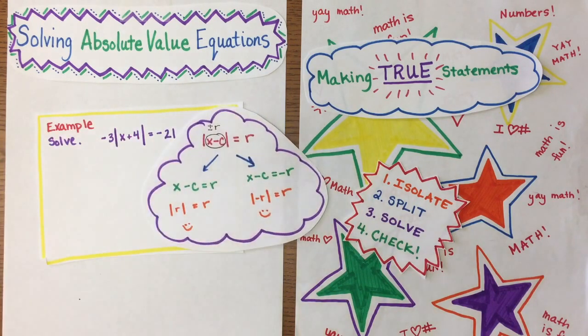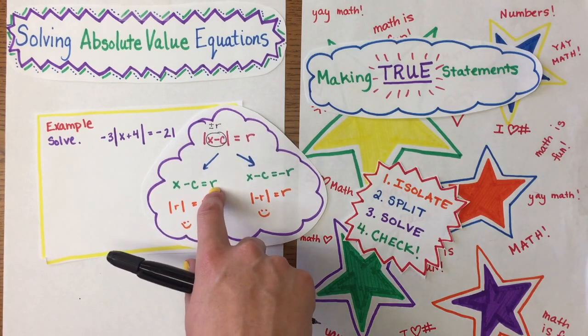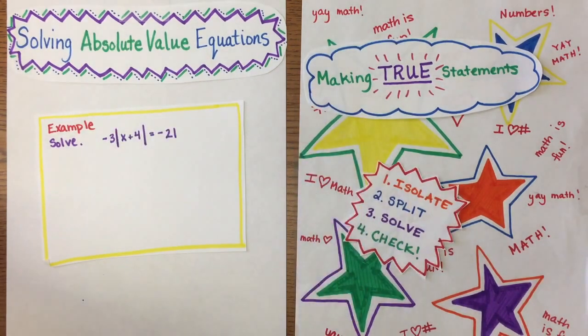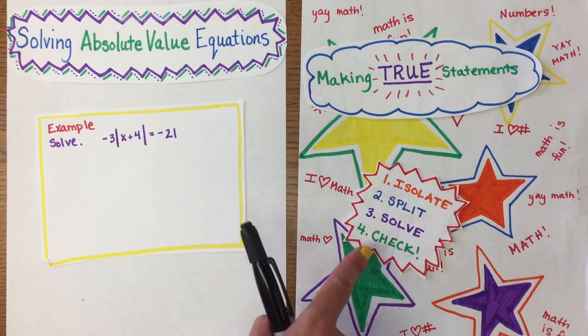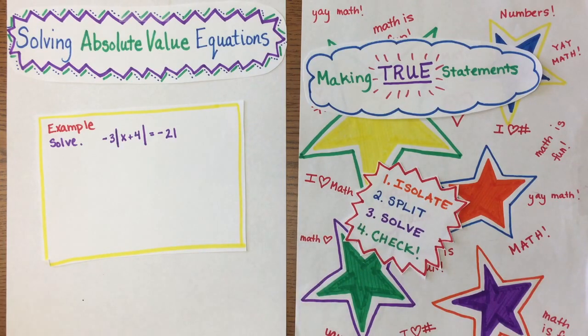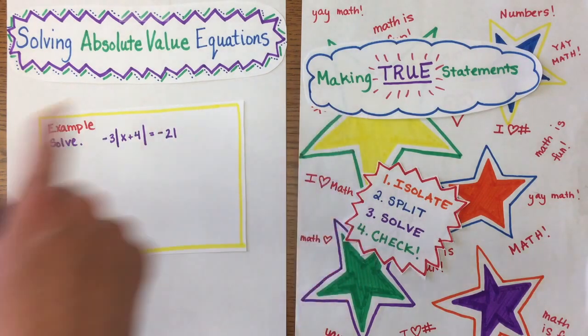Then we need to split our absolute value into two parts, one as the positive side and one as the negative. Then we need to solve each of those equations, and then we need to check both of our solutions in our original problem to see if they do make a true statement.